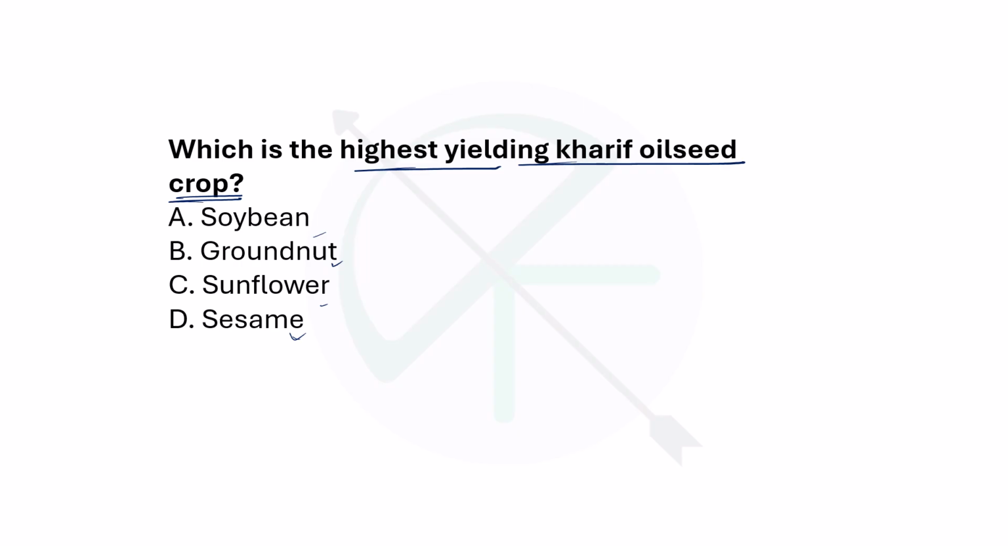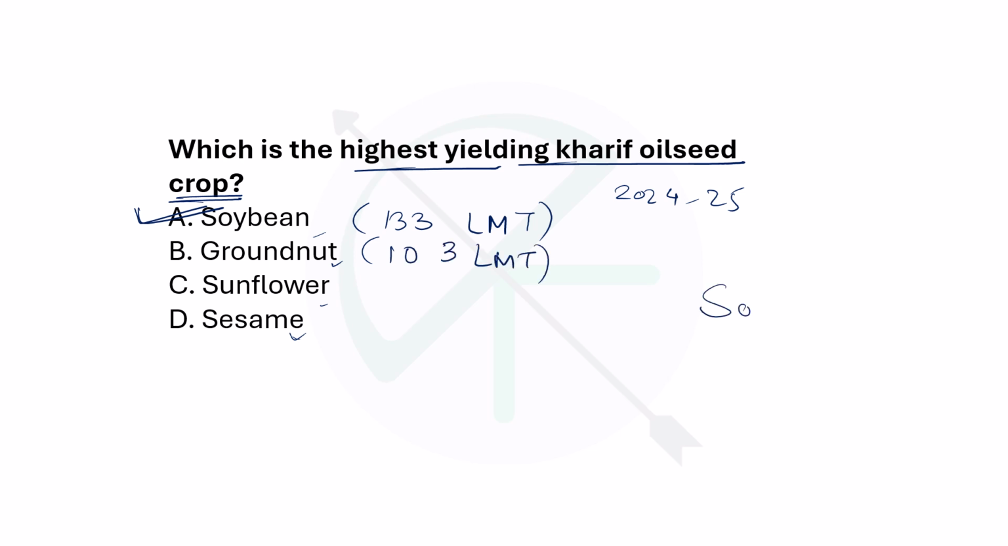Okay, so in FY 2024-25, soybean had been the highest yielding kharif oilseed crop. It was estimated at 130 lakh million tons, followed by groundnut at 103 lakh million tons. So soybean was the highest, followed by groundnut. Okay, so option number A is the right answer.